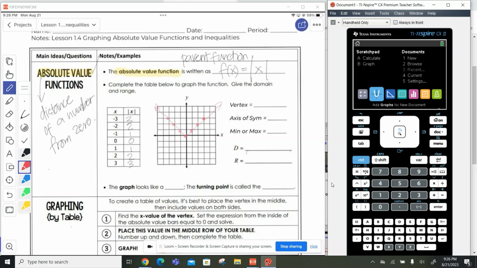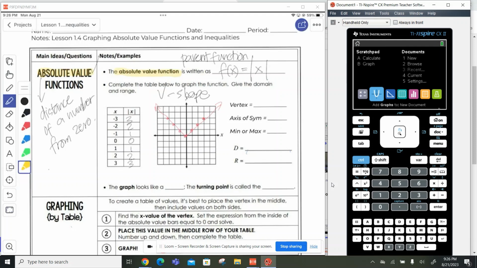Looking at the graph, it looks like a V shape, a victory V shape. From the given graph and the given table, let us identify the properties.